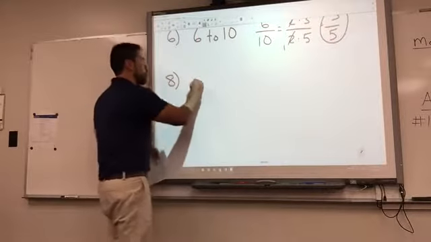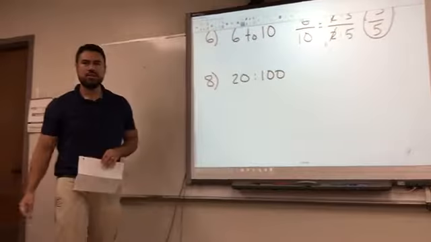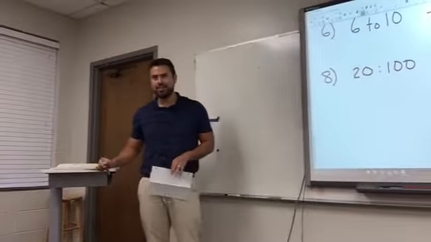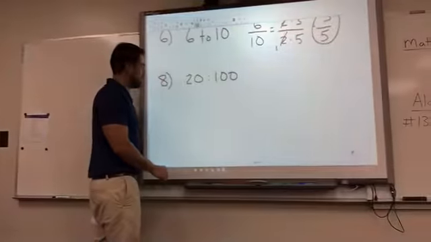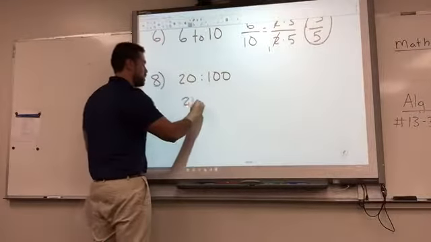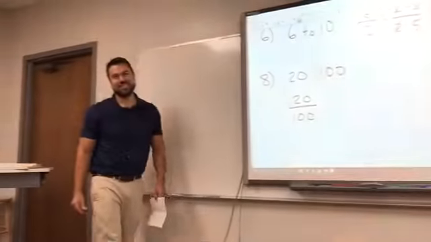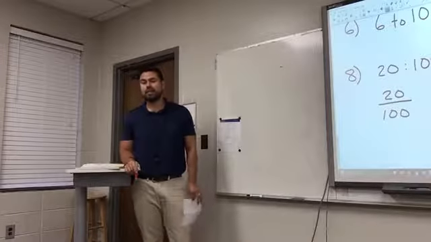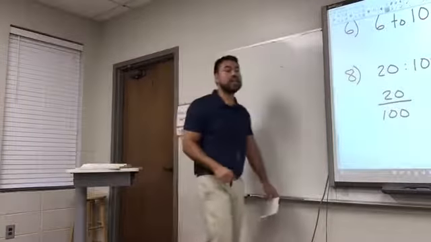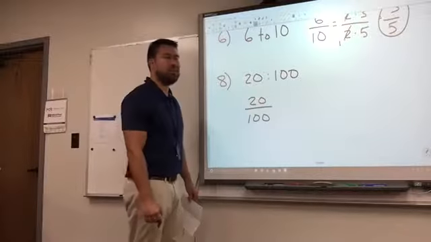So this one's 20 to 100. Can I write that as a fraction? Not simplest form. Just give me a straight fraction, Parker. Yeah, just straight up 20 over 100. That's it. And yes, there are easier ways to do it. I understand that. But I need you to get it with the prime factorization. So does anyone know what 20's prime factorization is?